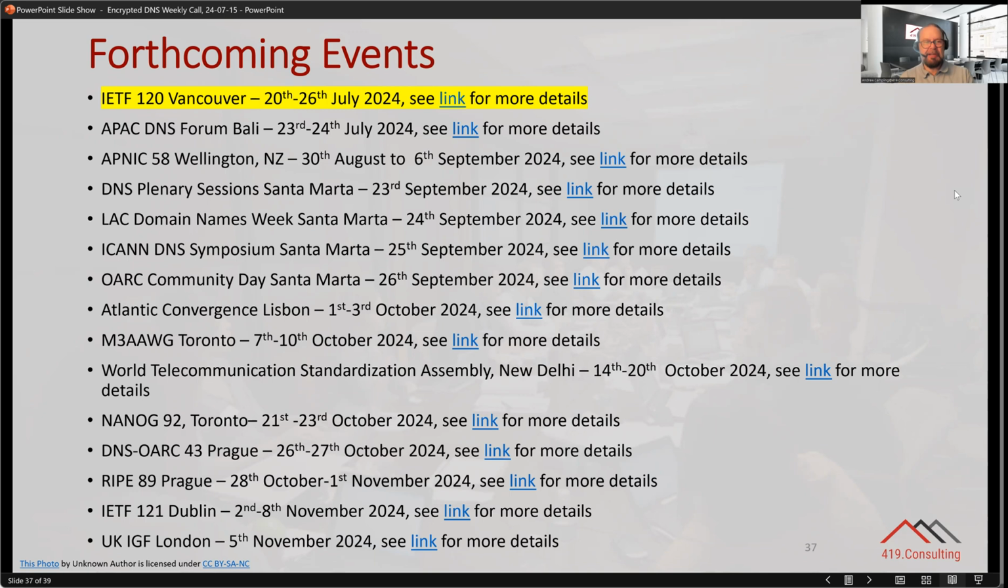Obviously the next major event, as you can see, is the IETF meeting starting next weekend, with the hackathon coinciding with the APAC DNS Forum in Bali, which is a shame not to be there, but there you are. You can't have everything. And then a whole bunch of stuff running through over the next few months. September and October look especially busy just now.